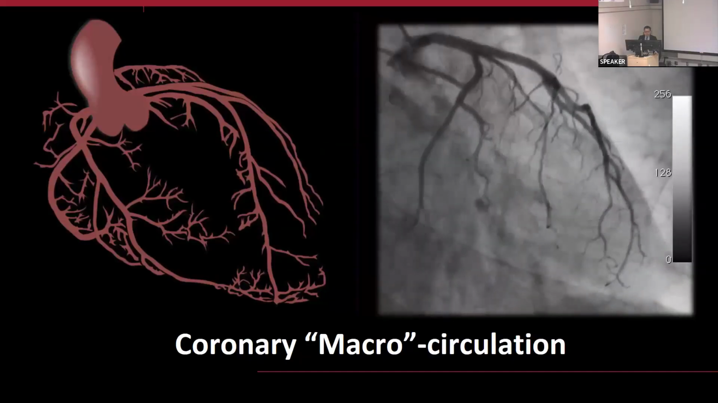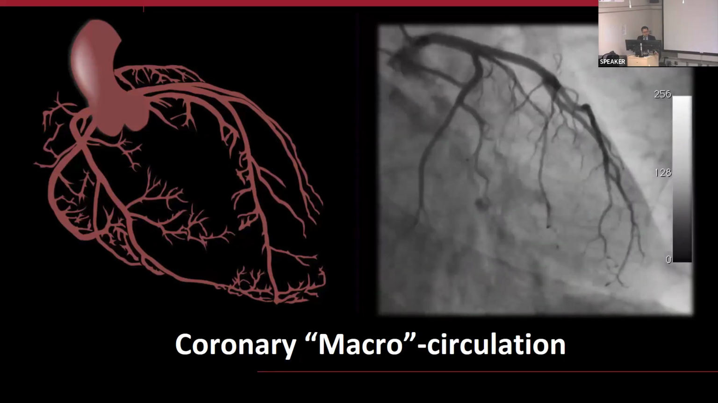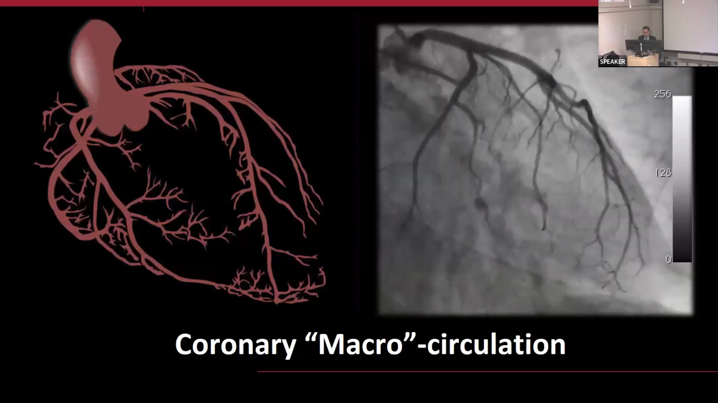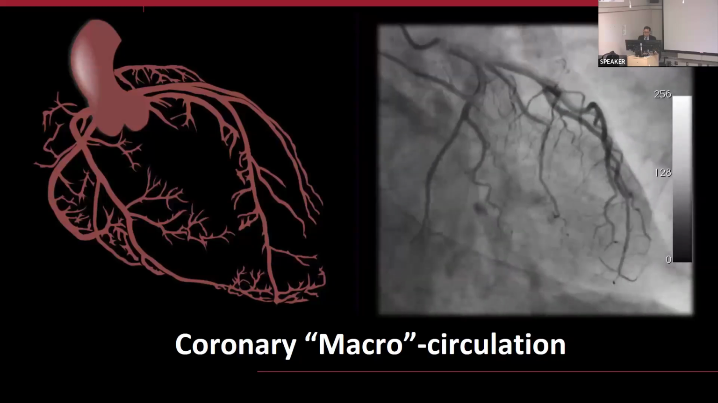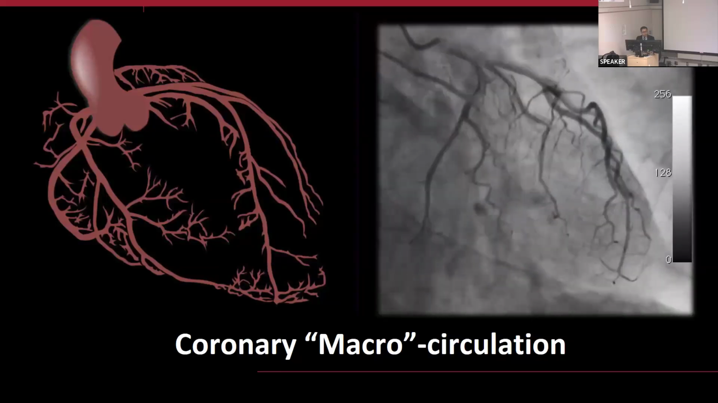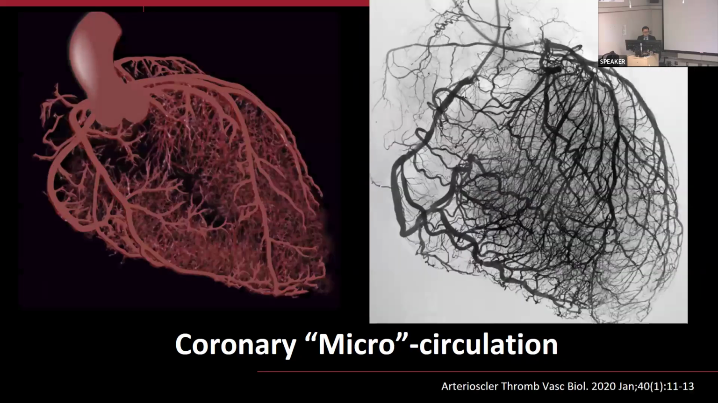Right. So this slide shows the coronary macrocirculation, which is essentially visible coronary arteries. Historically, we used to manage ischemic heart disease based on the coronary angiography findings. However, as you know, we recognize that coronary microcirculation plays an important role in terms of symptoms and outcomes in ischemic heart disease.